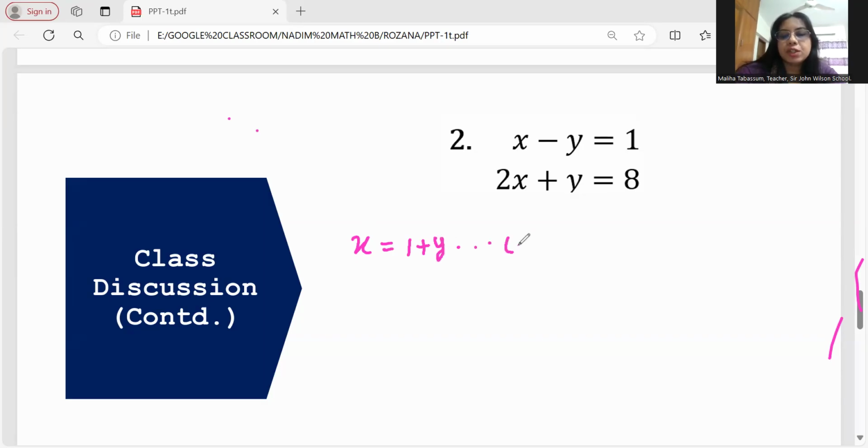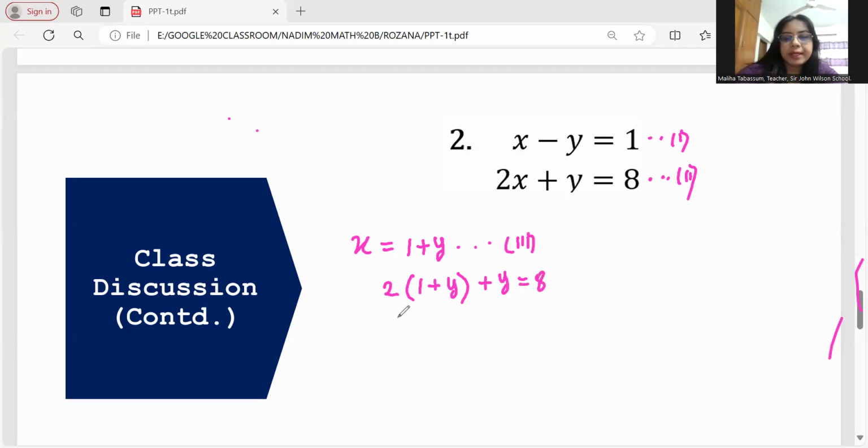So this is equation 3. We can name this equation 1 and this equation 2. Okay, so we got x equals 1 plus y from our first equation. Now, if we put this x value in equation 2, instead of 2x, we can write 2 times (1 plus y). Instead of x, we are substituting the value 1 plus y, then plus y is equal to 8.